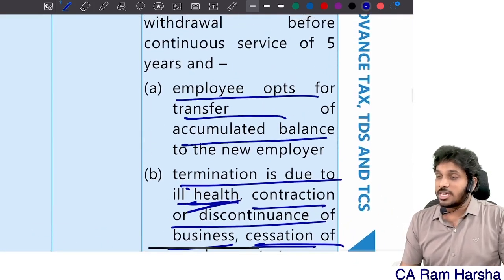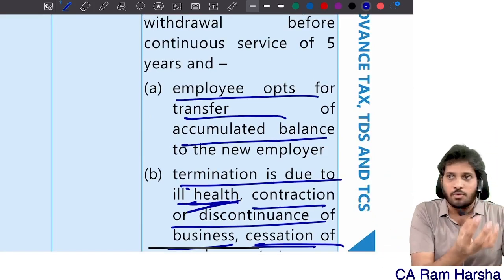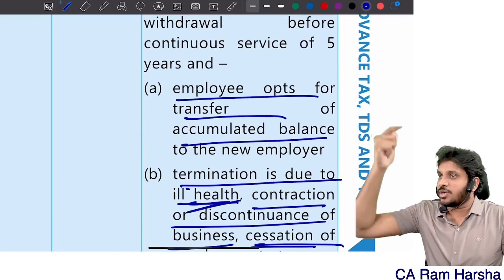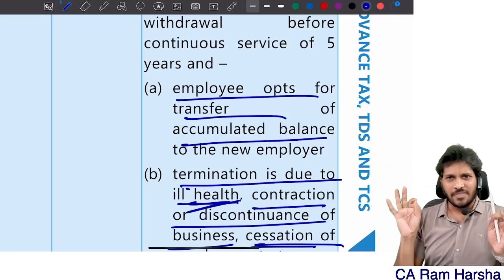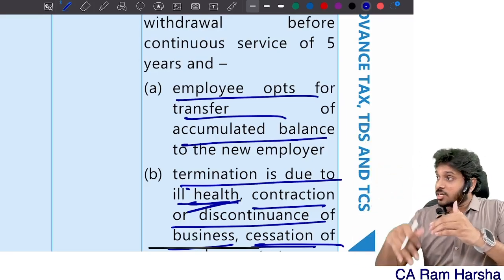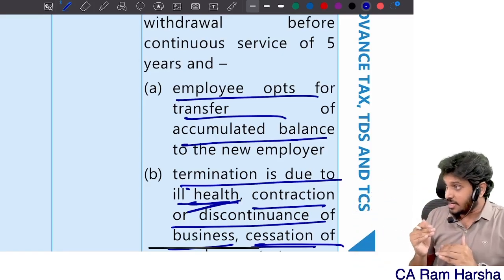Or you're changing from one employer to another employer. That time what happens is, from this company, whatever PF is there, I'll withdraw and I'll transfer it to another company. For that purpose you withdrew, then also this provision will not apply. Otherwise, if at all you withdrew after 5 years, no questions asked, straight away exempted. If you withdraw before 5 years, why you withdrew?